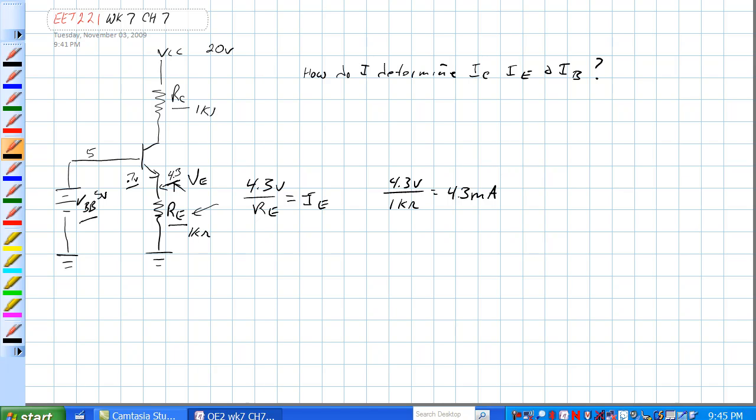If this was 1k ohm also, let's say beta, let's use the same beta we've been using. Beta DC is equal to 100. That means I'd have, for base current, IB plus IC is equal to IE. Well, since we don't know what IC is, then IB, we'd have to figure that out.